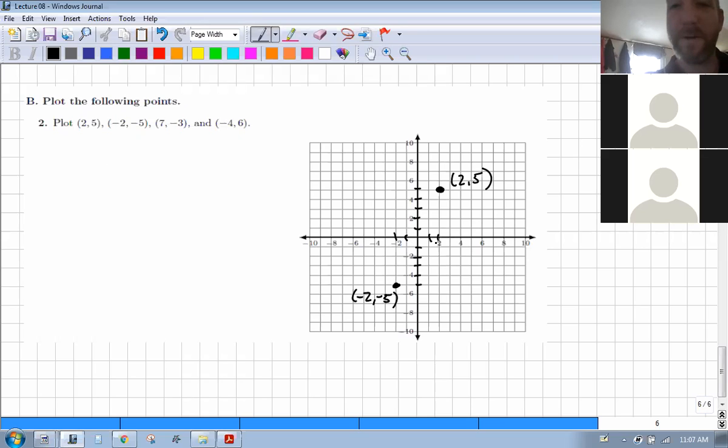7, -3, we go to the right 7, and then we go down 3, 1, 2, 3. So that is 7, -3. -4, 6, we go to the left 4, and we go up 6. -4, 6. Easy so far, right? First number is left and right. Second number is up and down.